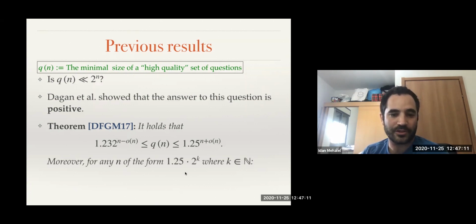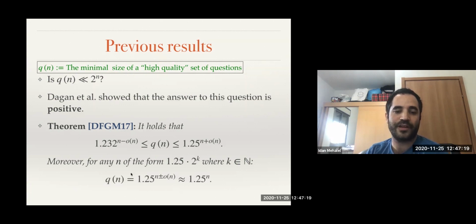And moreover, they show that if n is of this specific form, which is 1.25 times some power of 2, then Q of n is exactly 1.25 to the n, again up to a sub-exponential factor. And we use this approximation notation to state equality up to a sub-exponential factor. So this is their result.